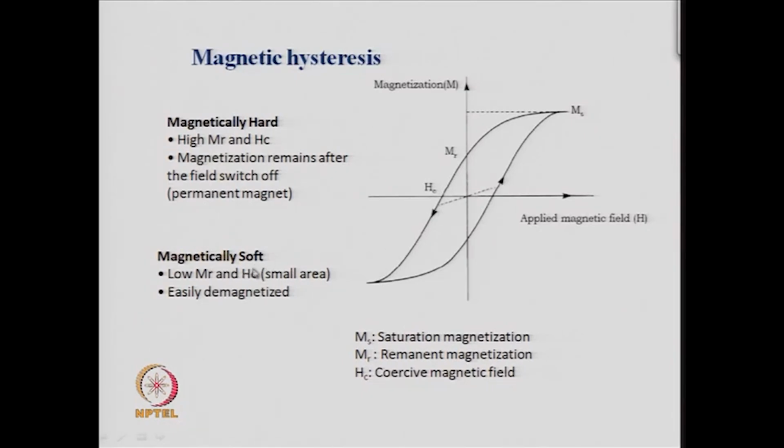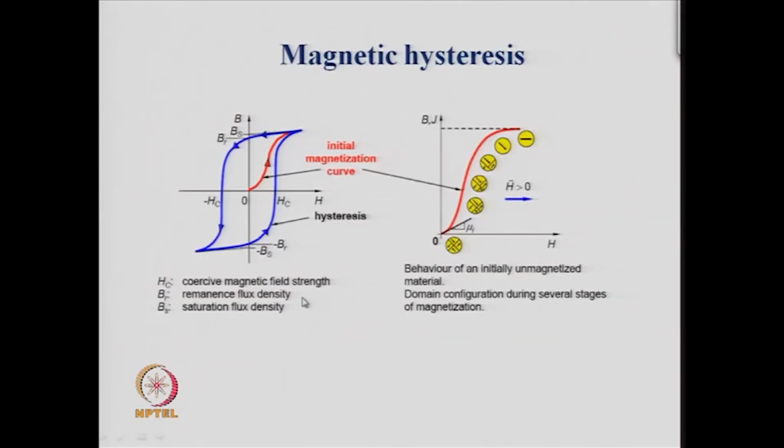Something which is magnetically soft will have a low remanent magnetization and a low coercive field, and the area under the loop will be very small. So, such a material can be easily demagnetized. A hard material cannot be easily demagnetized, whereas a soft material can be easily demagnetized.